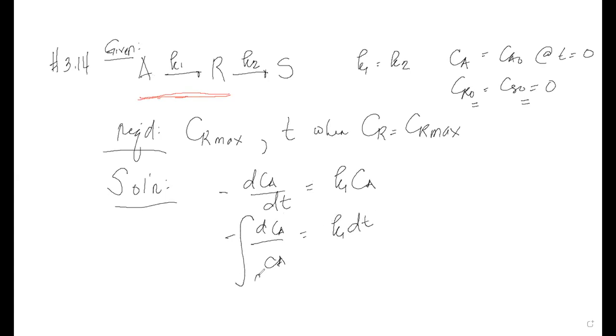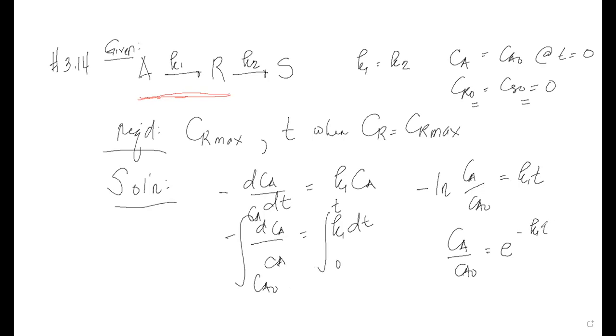And substituting the appropriate limits, C_A0 for initial concentration, and of course you have 0 to t for the limit of time. The left side here will be negative ln of C_A over C_A0, and the right side will be k1 t. Now, if we transfer the negative in here and make both sides of the equation the argument of e, what is left on the left side is C_A over C_A0, and in here, you will have e raised to negative k1 t.